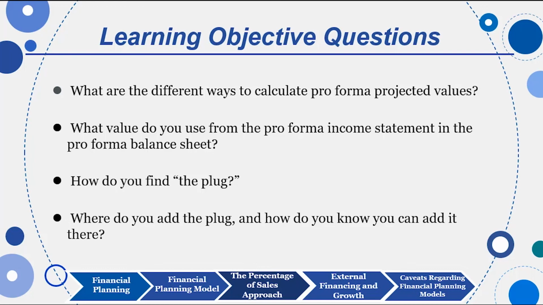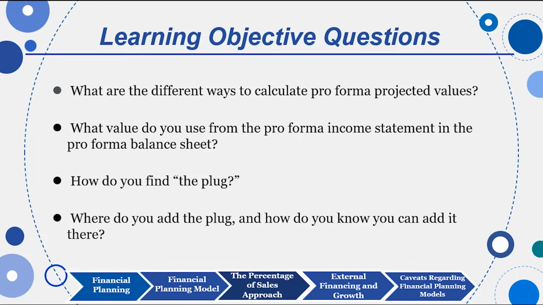What are different ways I can calculate pro forma projected values? Well, I gave you several of them. Just the factor up approach and the percent of sales approach are two of them. Sometimes just subtraction: I can do simple subtraction to get these projected values. What value do you use from the pro forma income statement in the pro forma balance sheet? You need that additions to retained earnings. Circle it and bring it over to the balance sheet, because that's what happens at the end of the year. It's what the accountants actually do.